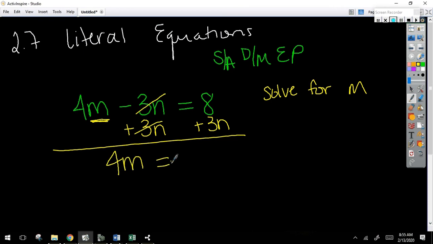What happens to the right side? Does it become 11n? No. Why not? They're not like terms. That one doesn't have an n. Be very careful. You'll hear me say this 100 times: if you can't do it, write it. I can't add 8 and 3n, so I write 8 plus 3n.